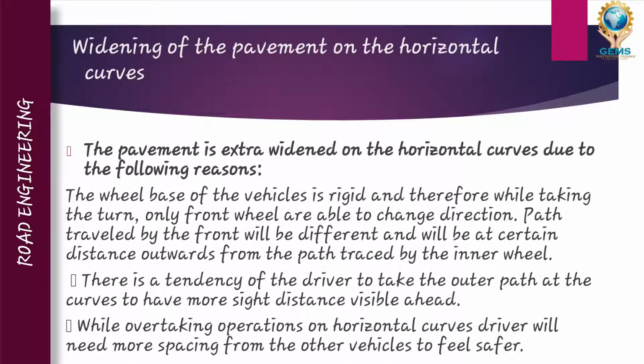in the road should be provided to prevent the vehicle from collapsing. As well, where the curve is provided, the extra widening of the road should be provided for safe movement and safely taking a turn in a gradual move for a vehicle. As we can see, there is a tendency of a driver to take the outer path at a curve to have more side distance visible ahead, and during overtaking operation, only on a horizontal curve the driver will need more space for the other vehicle to feel safer while overtaking.